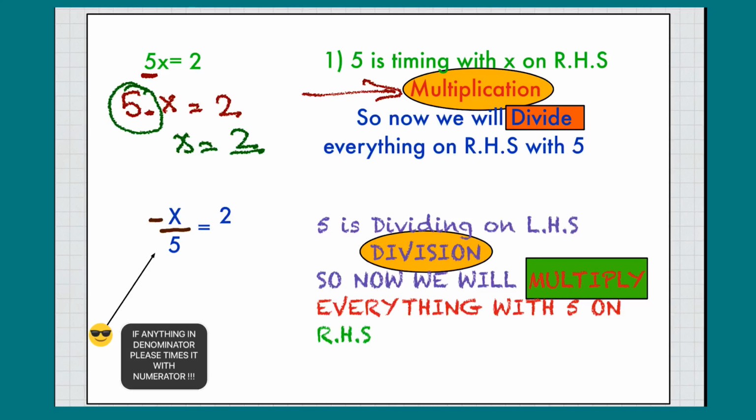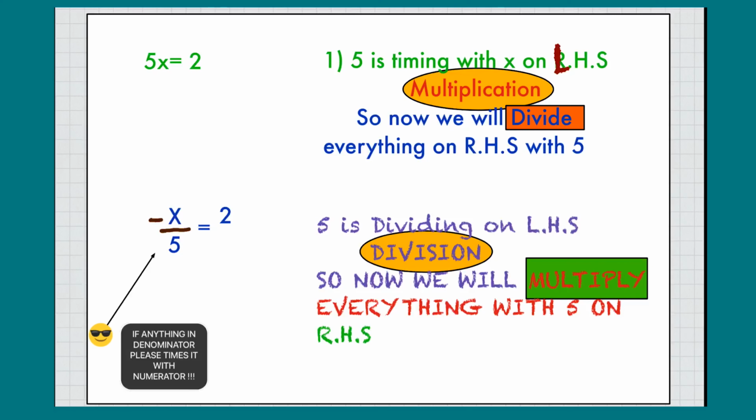Once again, 5 is multiplied with x on the left side. In order to solve this equation and have x on its own on one side of the equation, we need to divide the 2 on the right hand side by 5. So whenever multiplication is taking place on one side, we divide everything on the right hand side by 5. So 5x equals 2, then x equals 2 over 5. That's how you solve an equation which includes multiplication.